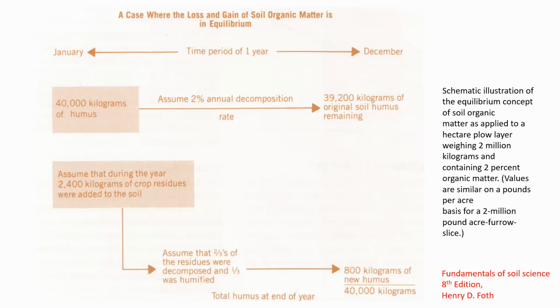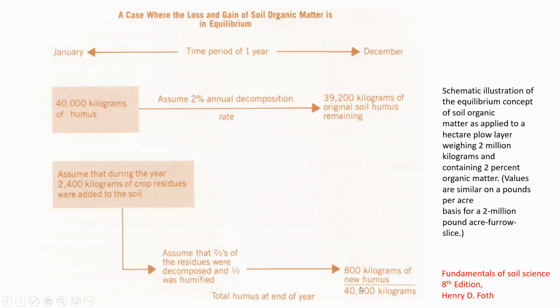That is about 4 times higher than the organic matter. So we assume that with the passage of time, two-thirds of the residues are decomposed and only one part is humified. So one part becomes 800 kilograms of the humus. So this 800 kilogram plus 39,200 kilogram will finally become 40,000 kilogram.